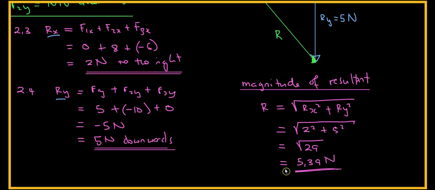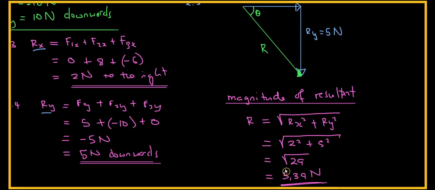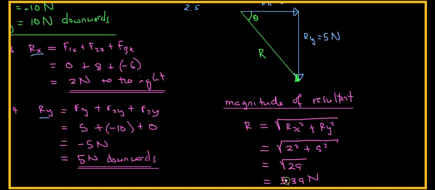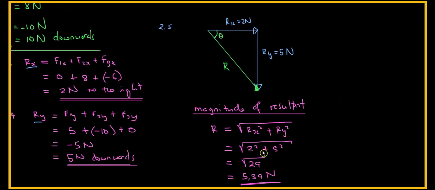So this is the magnitude of the resultant. We know that the resultant is a vector, so we need to find the direction of that particular resultant. What we need to do now is use our trig ratios to find the direction of the resultant.